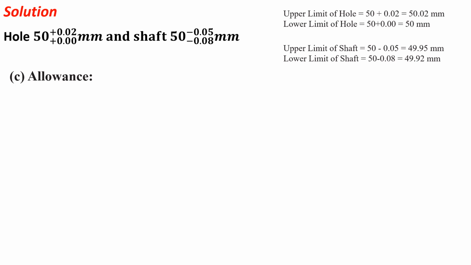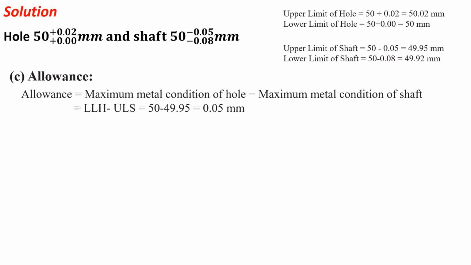Next we determine the allowance. We know that allowance is the maximum metal condition on hole minus maximum metal condition on the shaft. So maximum metal condition on hole is the lower limit of the hole and maximum metal condition on the shaft is the upper limit of the shaft. So allowance equal to lower limit of the hole minus upper limit of the shaft, which is equal to, lower limit of the hole is 50 mm and the upper limit of the shaft is 49.95 mm. So allowance equal to 0.05 mm.